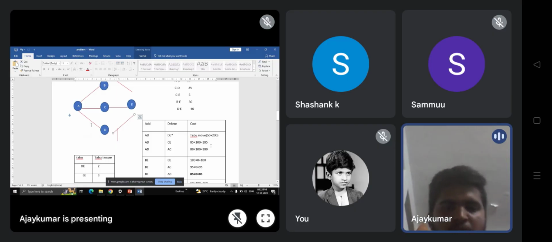Adding AD and deleting DE gives the cost of 50 and penalty of 200. It is also in the Tabu list, so it is considered a Tabu move. Next, adding AD and deleting CE.